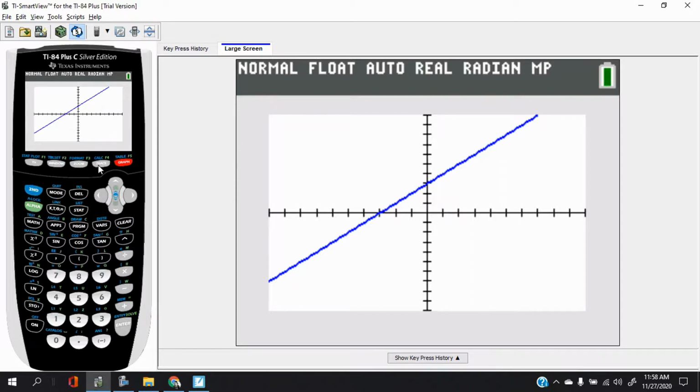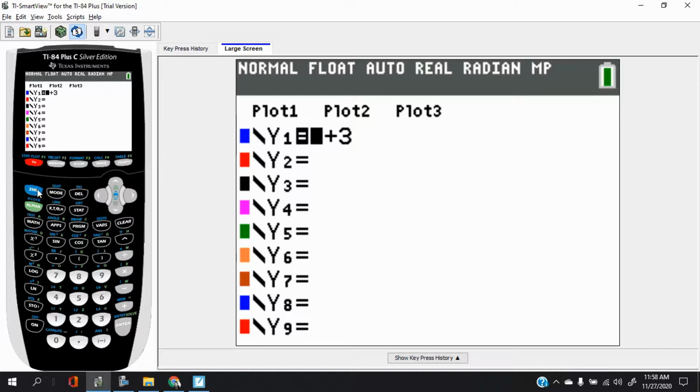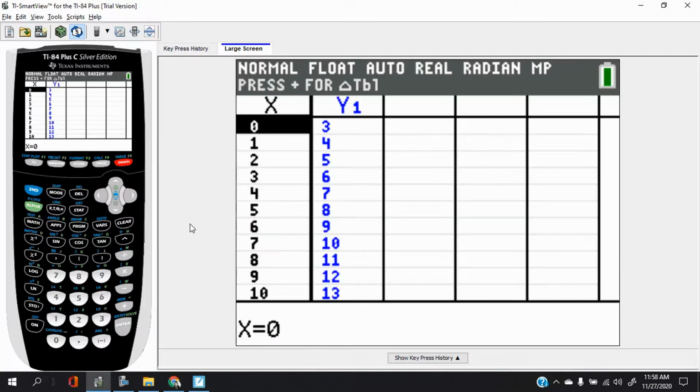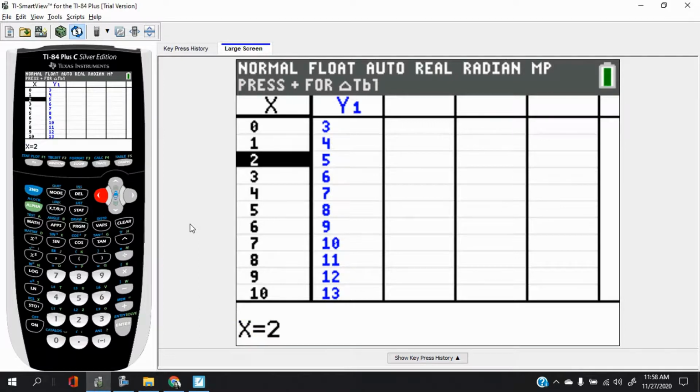And if you want to see the table values, oops, pressed the wrong thing, doesn't matter. Second table, look at the table values, right? When x is 0, y is 3, right? 1 plus 3, that's 4. 2 plus 3, that's 5. So on and so forth. Okay, so everything's nice and accurate. Now let's go back to the Y screen.